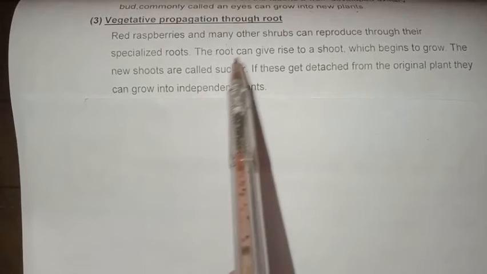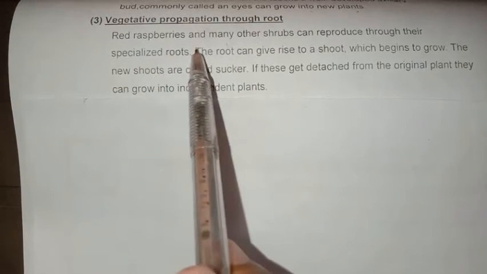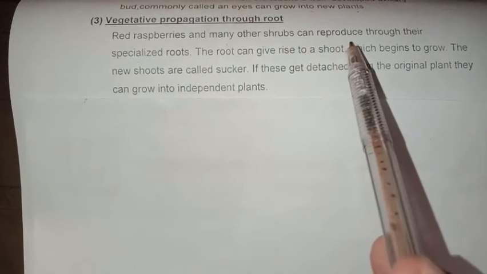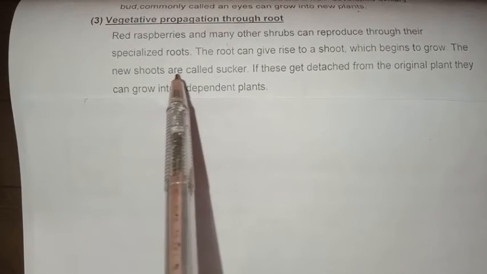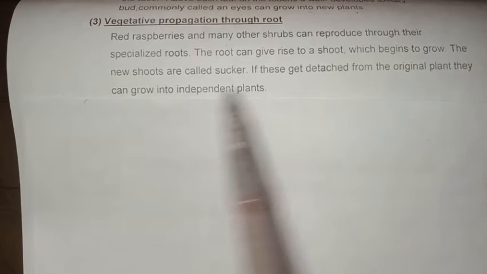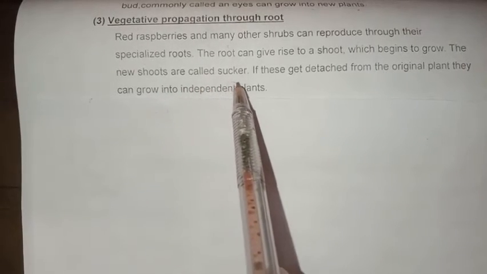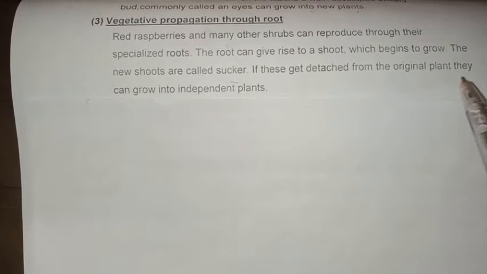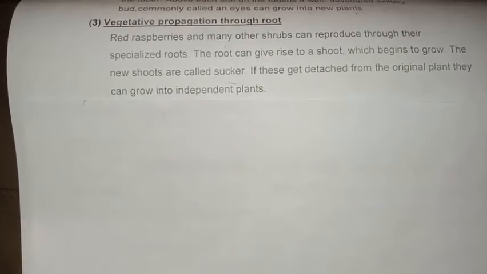Vegetative propagation through root. Red raspberry and many other shrubs can reproduce through their specialized root. The root can give rise to shoots which begin to grow. New shoots are called suckers. If these get detached from the original plant, they can grow into independent plants.